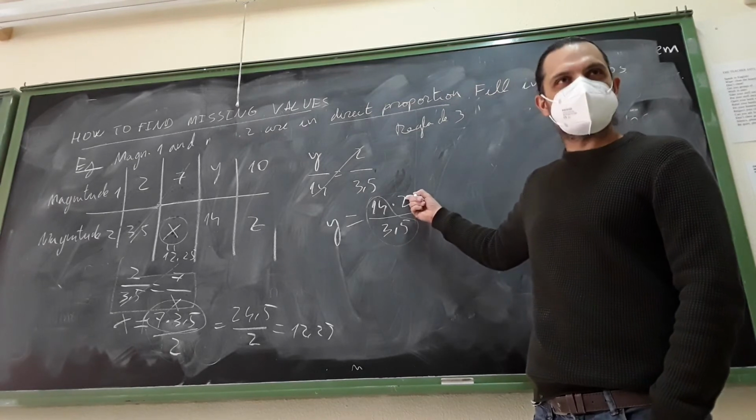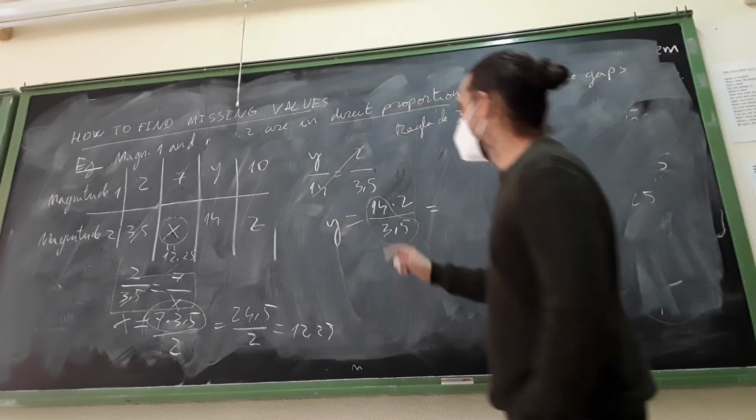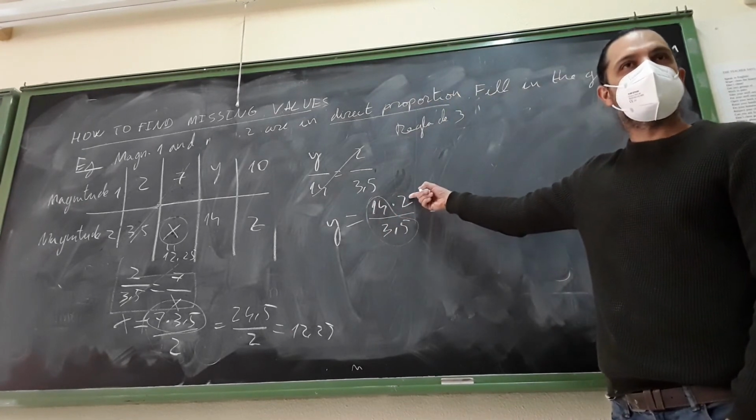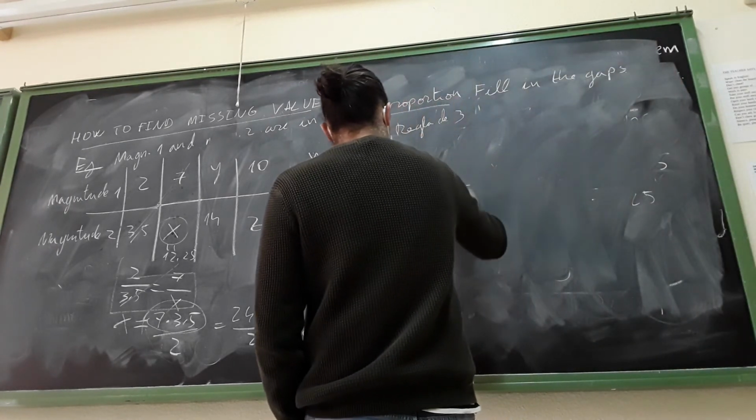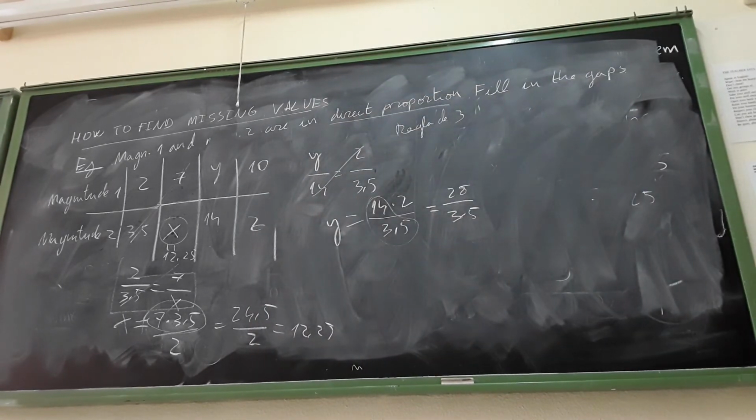Y 4 por 2, 8. Esto tiene que dar 8. Vamos a hacerlo de otra manera. So, we are going to multiply first. 14 times 2 equals 28. Now, let's divide 28.